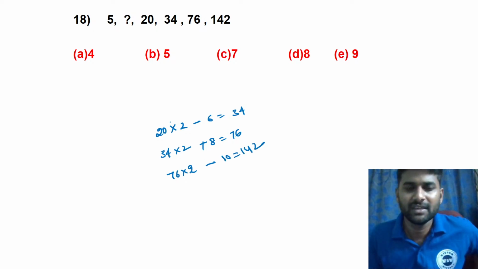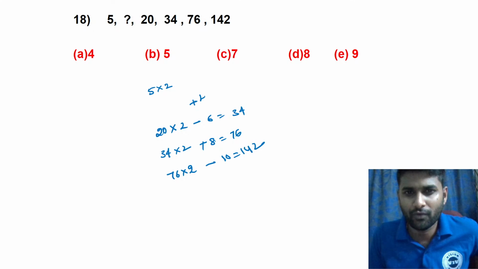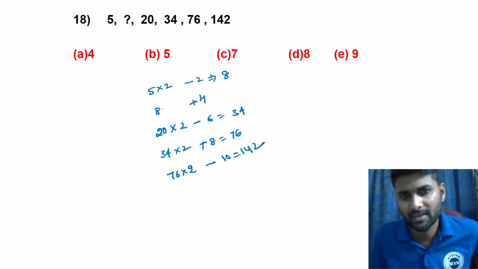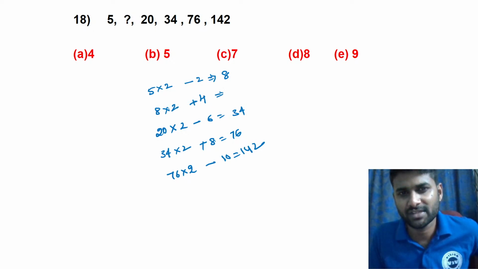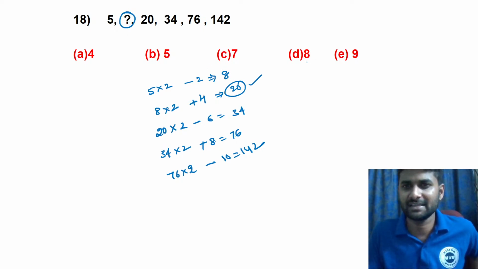So definitely, here the number 5 is multiplied by 2. Again 10, 8, 6. We are going to add 4 and minus 2. 5 into 2 is 10, minus 2 is equal to 8. 8 into 2 is 16, plus 4 is equal to 20. So you can get the perfect series. So here the replacing number of the question mark is exactly 8.